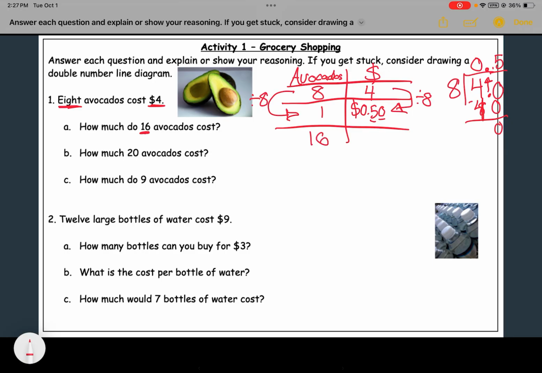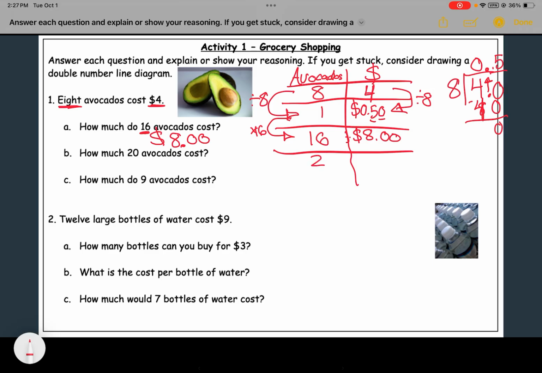So 16 avocados, I can do 1 times 16. Oops, 1 times 16. Or I could do 50 cents times 16. If I know I can get 2 for every $1, there's lots of different ways to do it. I'm going to use this ratio up here. Since I know 8 times 2 is 16, I'm going to multiply $4 times 2, which would give me $8. So there's a lot of different ways to do it, but whichever way you do is $8. And I'm going to write it in money, so it's $8.00.